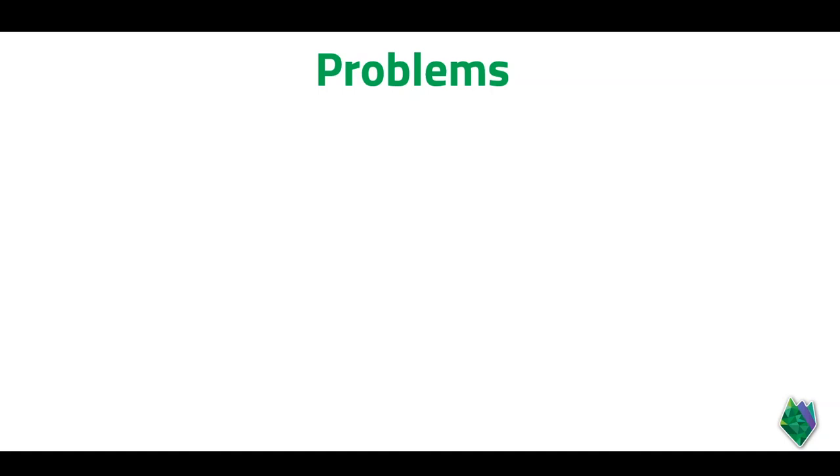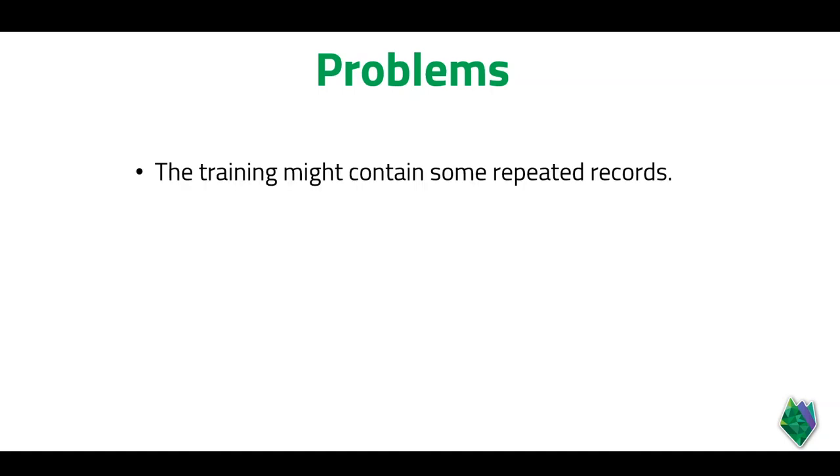Now, what are the problems involved in the train test split method? First of all, the training set might contain some repeated records, so we might miss out on some important examples. If our data set contains repeated records, our model doesn't really learn something new, and it keeps repeating on the same examples. This is one of the problems in the train test split function, because we're not able to shuffle our data set very well.